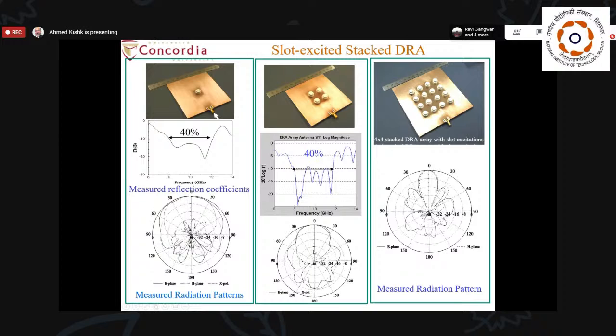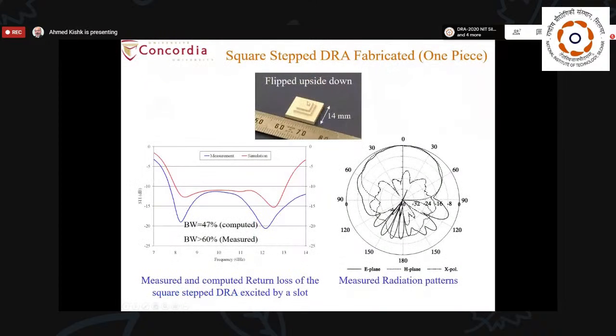same way, but as you can see, as you increase the number of the elements, you can increase the directivity and the gain of the system. Also here, another dielectric resonator made in steps like this stair type of shape. When we put the narrower base on the ground plane and the wider base on the top, you can achieve really very wide bandwidths with very good radiation pattern.